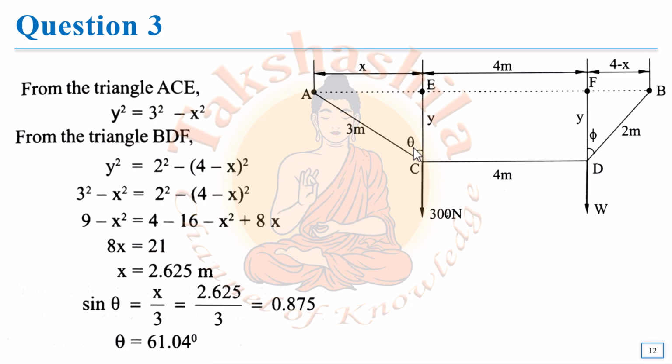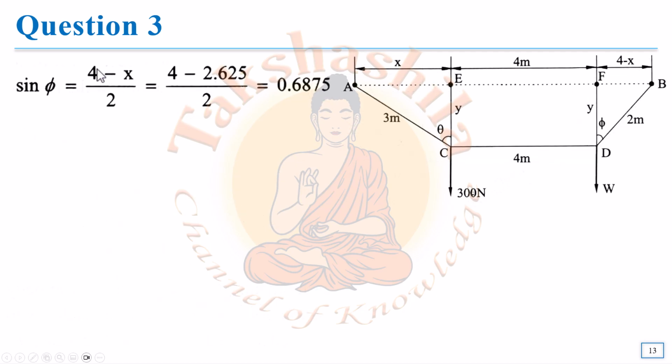In a similar fashion, why don't we calculate the value of phi also? Right now we know the value of x. X is 2.625. What will be the base in the second triangle? That is FB, 4 minus x, which is 1.375. So in this, sine phi is equal to the opposite side, that is 4 minus x, divided by the hypotenuse, which is 2. So we are writing it as (4 minus x) divided by 2. The value of x is 2.625. Substitute it. Therefore (4 minus 2.625) divided by 2 will come around 0.6875.